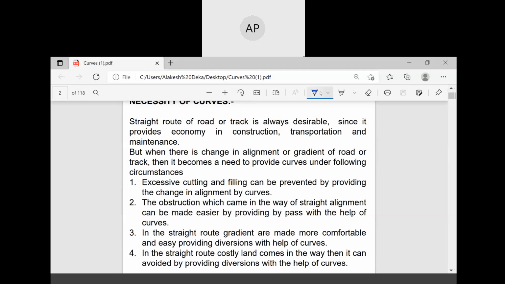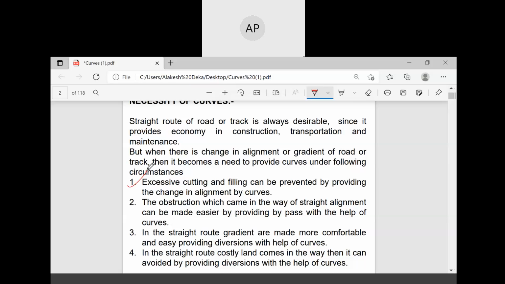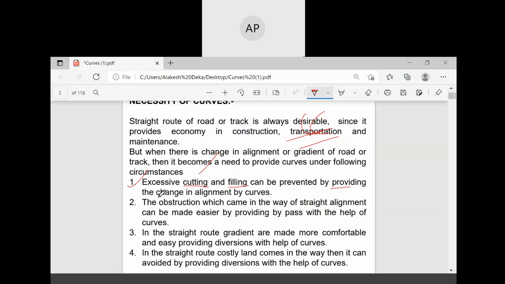Generally, excessive cutting and filling can be prevented by providing a change in alignment by curves. Cutting and filling means earthwork. Before constructing any road, we have to excavate, isn't it? For the alignment of the road, we have to remove the earth and make a proper straight alignment. So that is your cutting and filling. So excessive cutting and filling can be prevented by providing a change in alignment by curves.